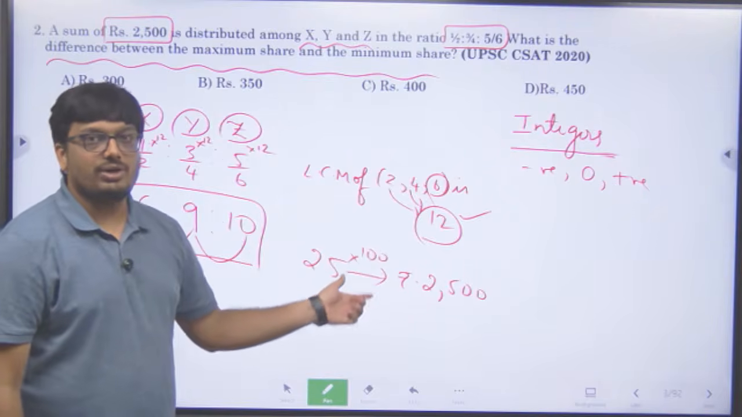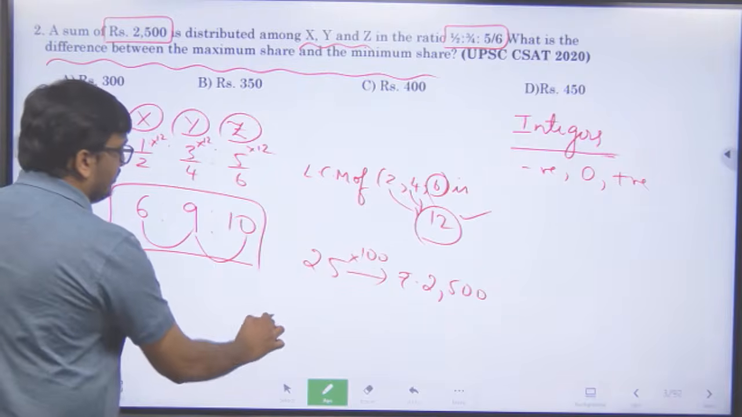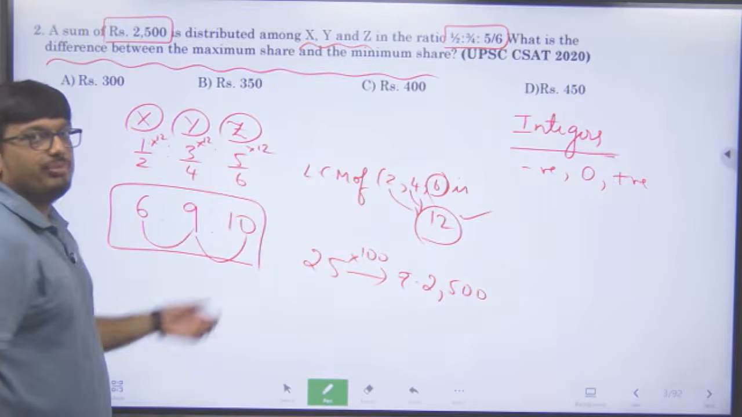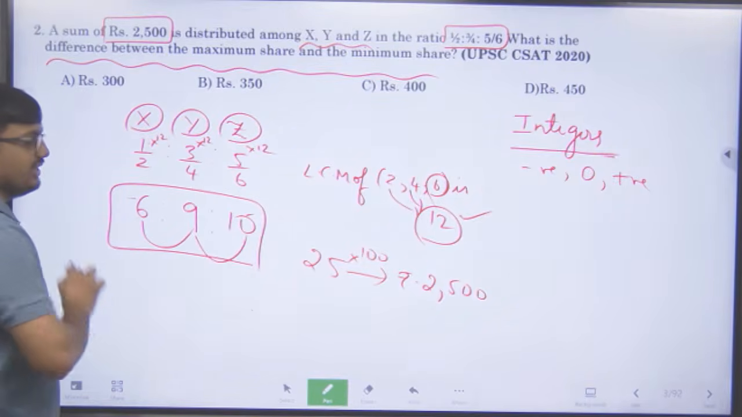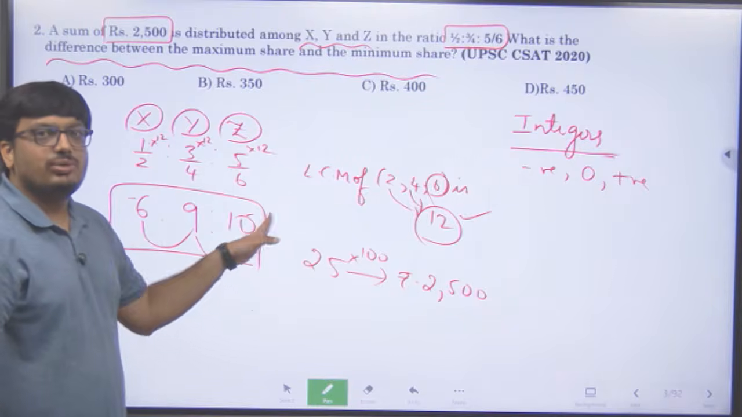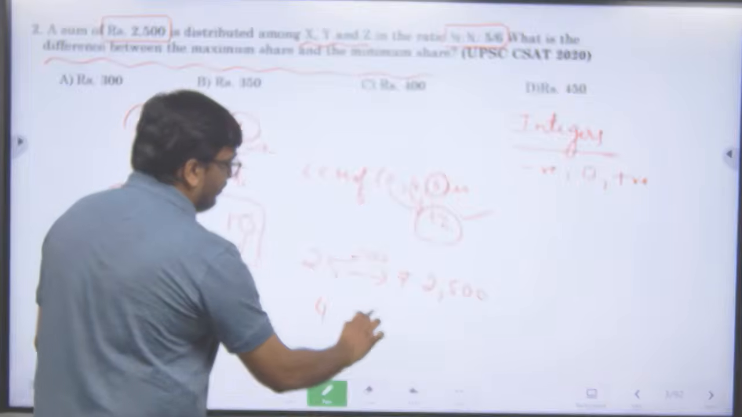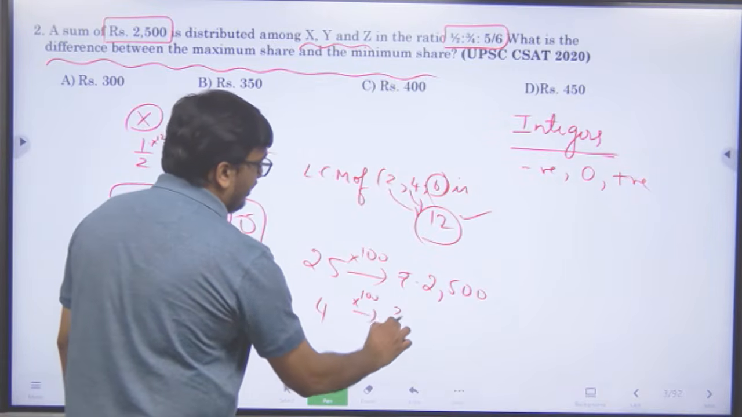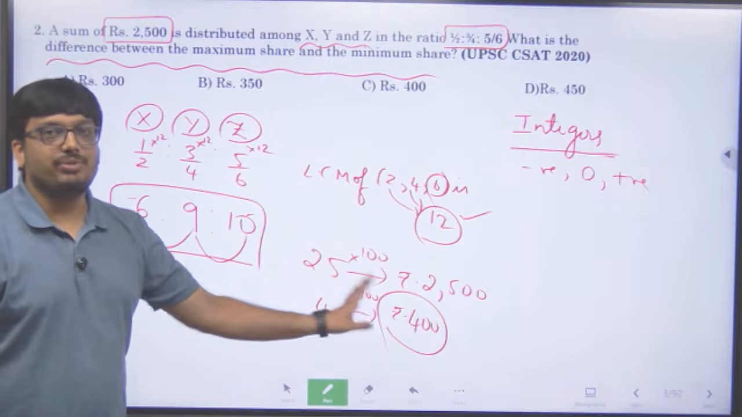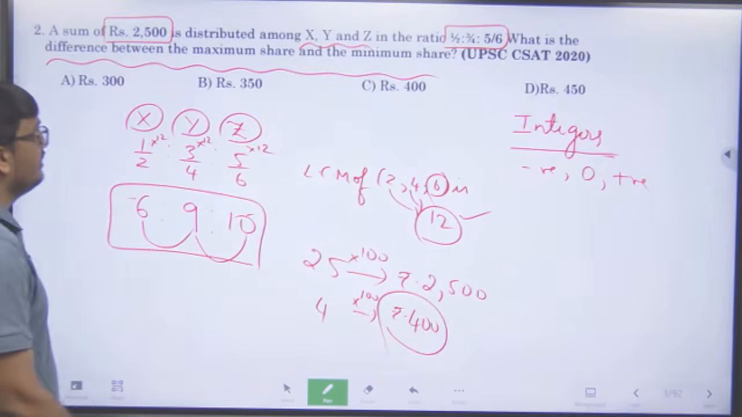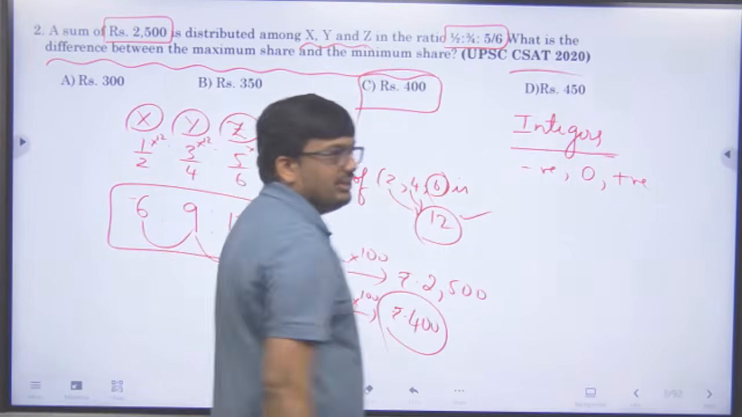Above the arrow mark, what you write represents one part. They're asking the difference between maximum share and minimum share. Maximum share is 10, minimum share is 6. So what is the difference? 10 minus 6, that is 4. 4 parts, that is 4 into 100, 400 rupees. This is the difference between maximum share and minimum share. That is option C. This question was asked in UPSC CSAT 2020.